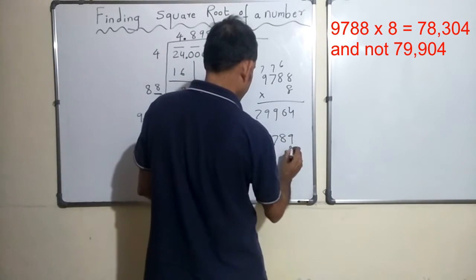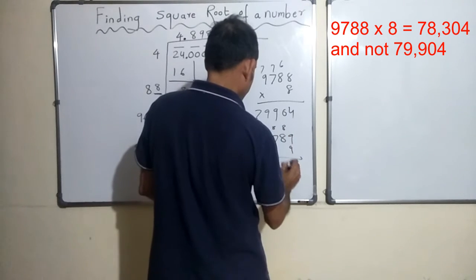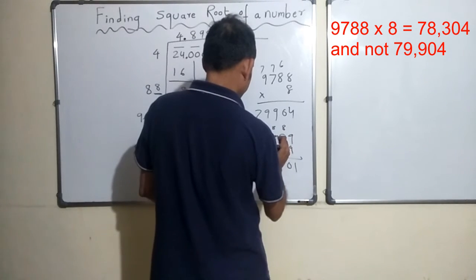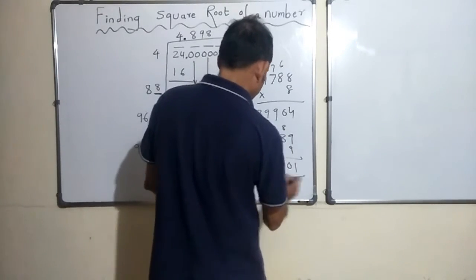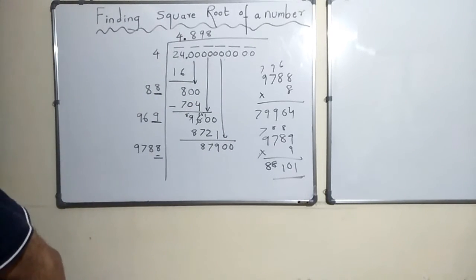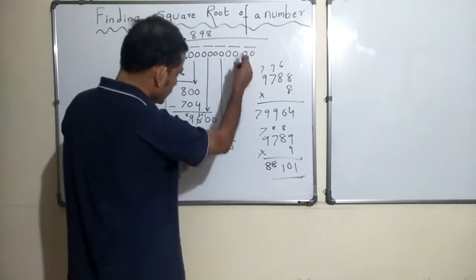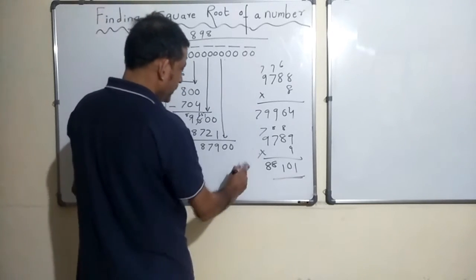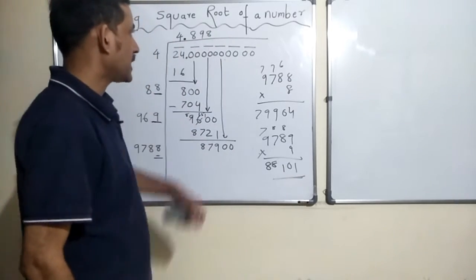9789 into 9, 9 is 81, 9 is 72, 80, 63, 71, 81, 88, something like this, right? So this is what it is. Now if you see, you do the calculation, then you bring the next pair down, and this can continue. It is not going to be an exact value, right?